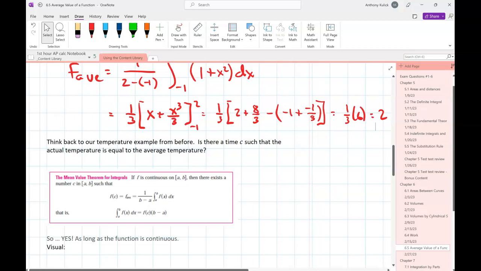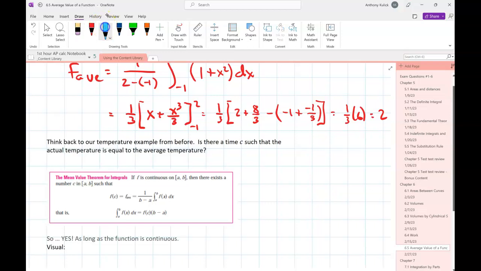What if we wanted to instead find that number C that takes on that average value? Well, as long as our function is continuous, we're guaranteed that such a C exists. That's the mean value theorem for integrals. That's saying as long as f of x is continuous, then there's some value C on that interval that we're integrating over, where the function takes on the value of the average.